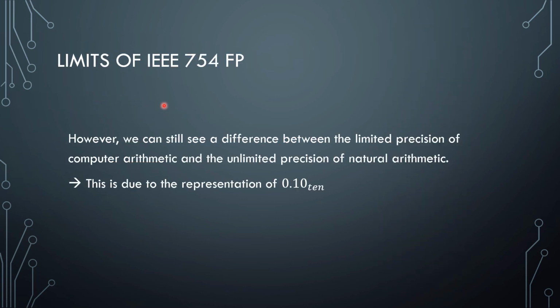Finally, it is important to know that there are some limits due to the representation of 0.10 in decimal. There is a difference between the limited precision of computer arithmetic and the unlimited precision of natural arithmetic.